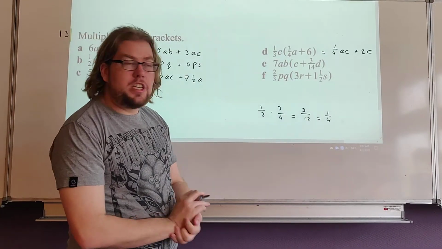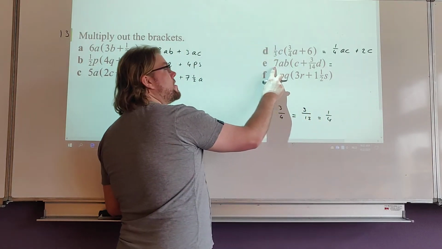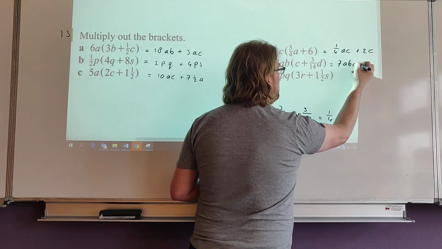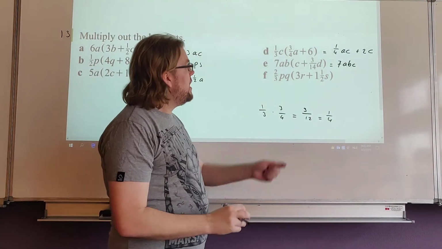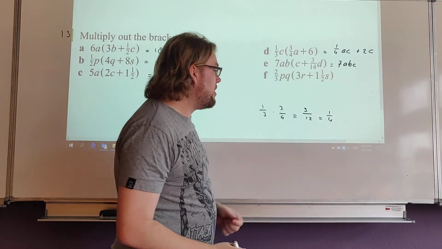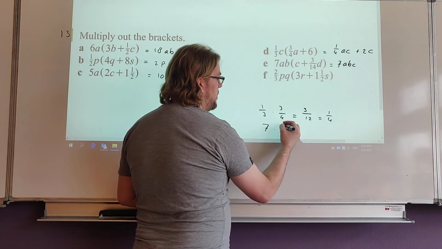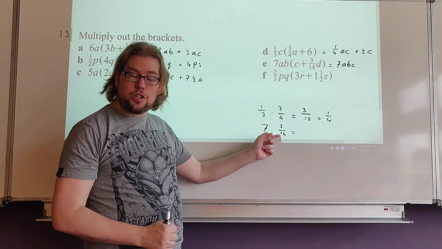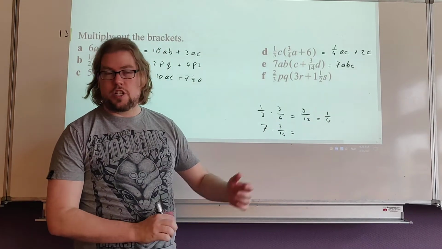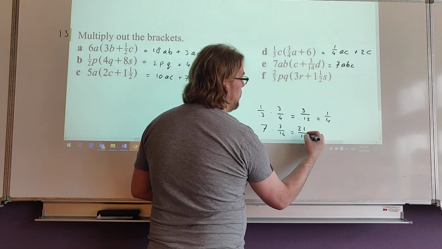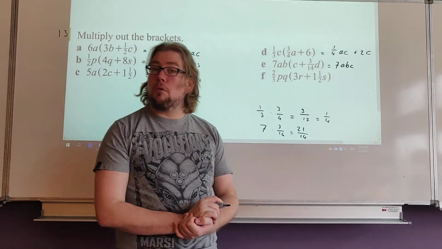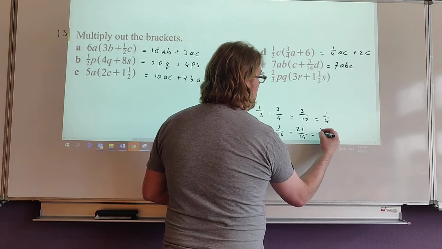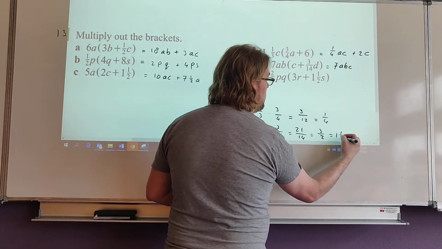Moving on, we have exercise E here. And here we have 7ab times c. So that becomes 7abc. You can just add the letter to it. Then we have something times a fraction. So we have 7 times 3/14. Now if you want to know how to do a normal number times a fraction, you always multiply it with the numerator. So 7 times 3 is 21. So it's 21 over 14. If you want to make that smaller, then both of these can be divided by 7. That's 3 over 2, and that's 1.5.